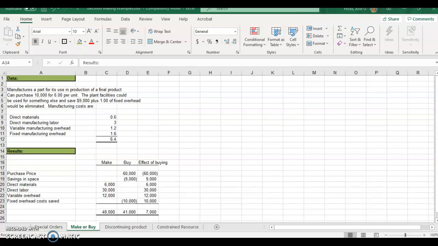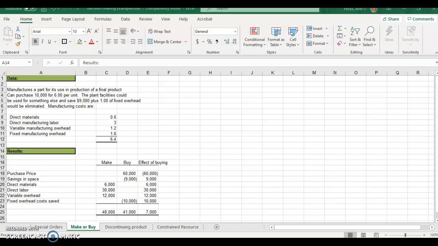So the second scenario I want us to walk through is the decision as to whether or not we're going to make something or buy something. We've sort of already walked through something similar to this if you watch the video on relevant versus irrelevant costs. But in this scenario, we're a company that manufactures a part for our own use in production of a final product. So we produce a component that we use in the product we sell to the customers.